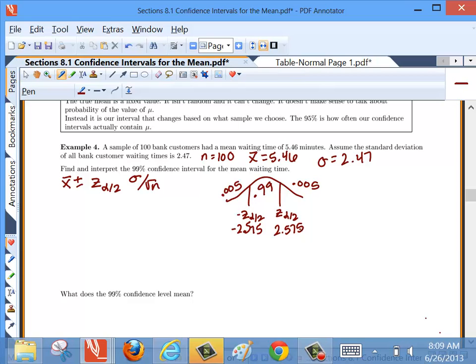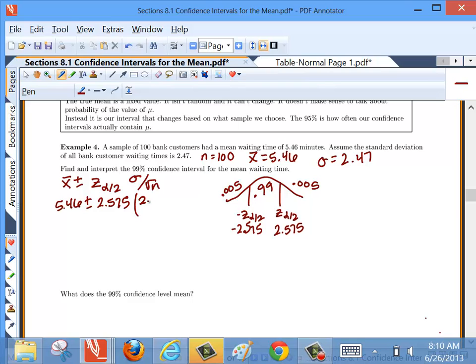Okay, so now let's plug everything in. So x bar is 5.46 plus or minus my 2.575. Now what would happen here mathematically if you accidentally use the negative 2.575? Okay. You'd get the same thing, because whether you add a negative and then minus a negative, or add a positive and minus a positive, you're still going to end up adding and subtracting each time.